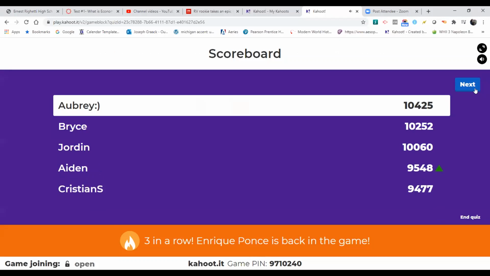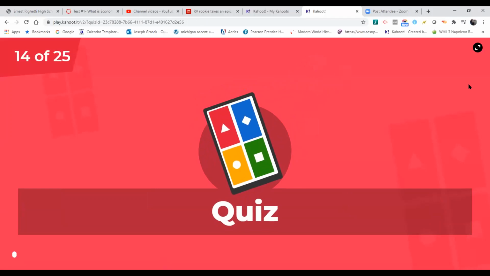Aubrey up to first, Aiden moving up. Just a whole bunch. Enrique 3 in a row.